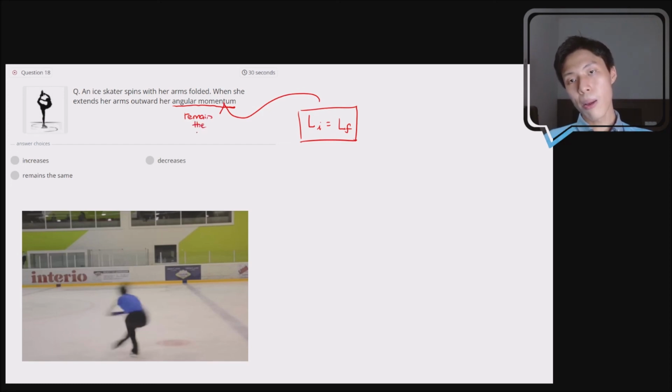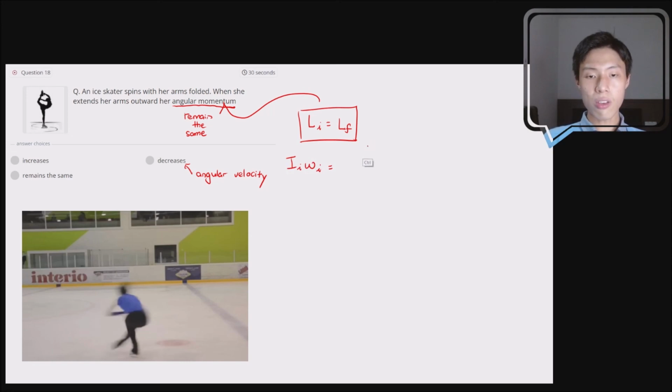Okay, many of you might be saying decreases. If you are saying decreases, what decreases is the angular velocity. Angular velocity decreases, but the angular momentum remains the same. The idea is like this. The initial angular momentum is like this, whereas the final is what?